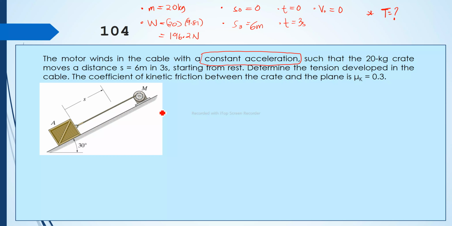What is the tension? Because we have a cable here, pulling the crate straight in that direction along the s-axis. Since this problem uses s for displacement, let's say this is the s-axis. On this side there is a cable, and there is a tension force pulling this one. Let's denote that by the symbol T. Next, determine the tension developed in the cable. So first, you just draw the FBD for this problem.